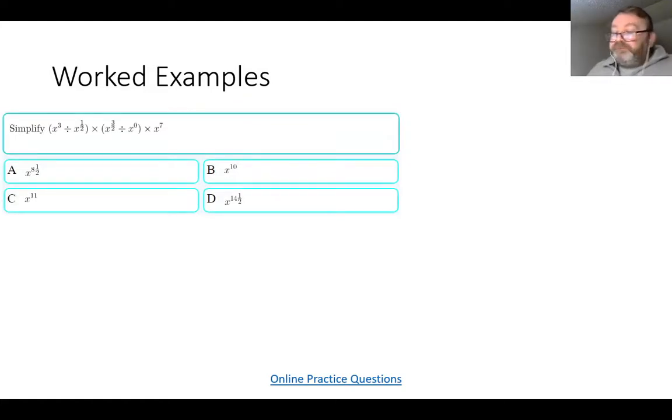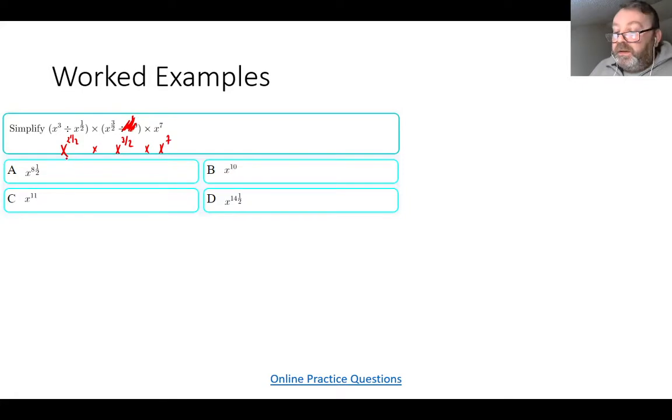Let's try this one. X to the power of 3 divided by x to the power of a half. Let's do that bracket first. Division of the same base. Keep the base, subtract the powers. 2.5. Okay. Multiplied by. Do what's in here. That's x to the power of 3 over 2 divided by x to the power of 0. Hold on a second. X to the power of 0 is 1. But when you divide anything by 1, it just stays x to the 3 over 2. And lastly, times x to the 7.